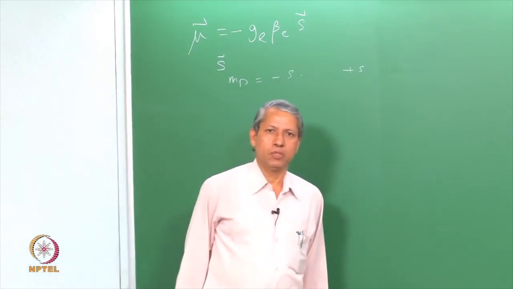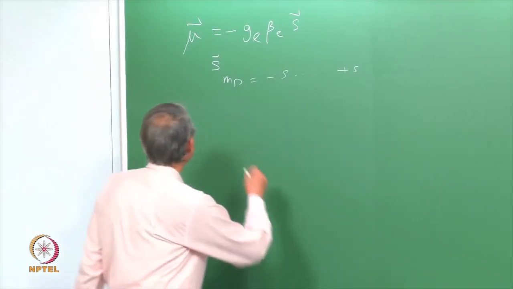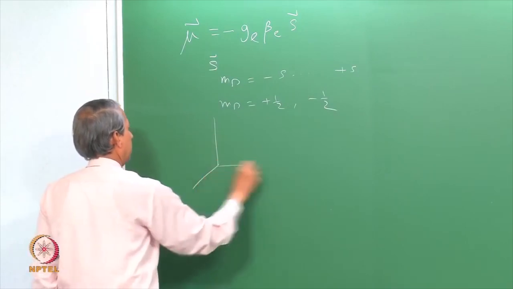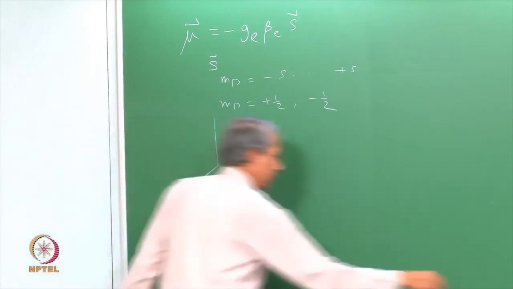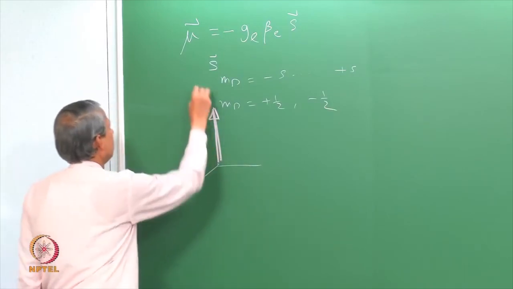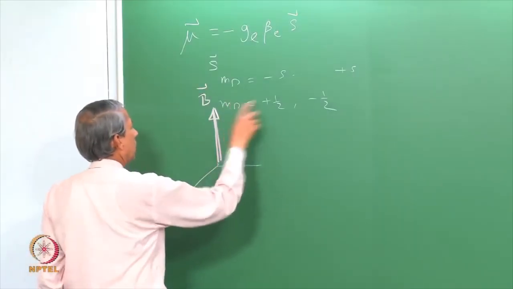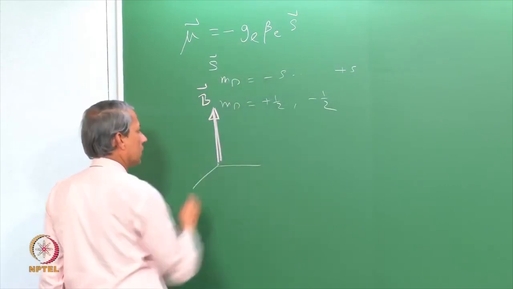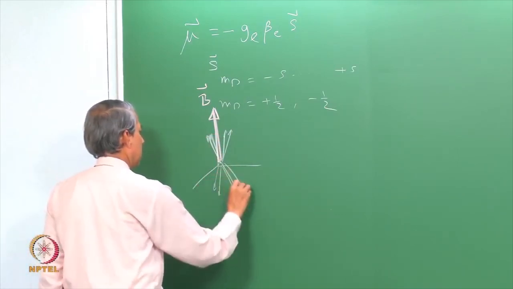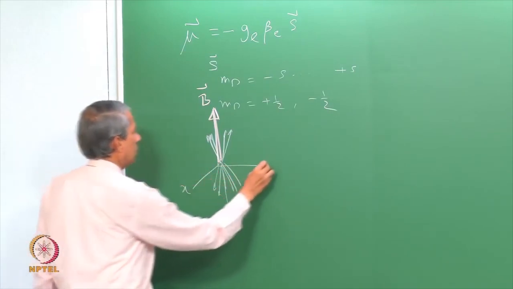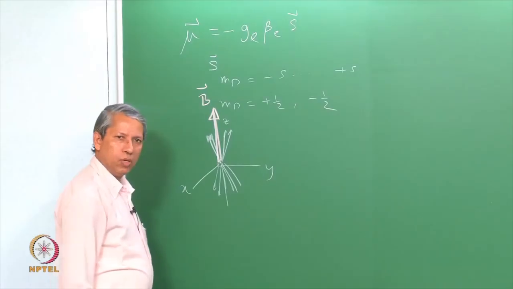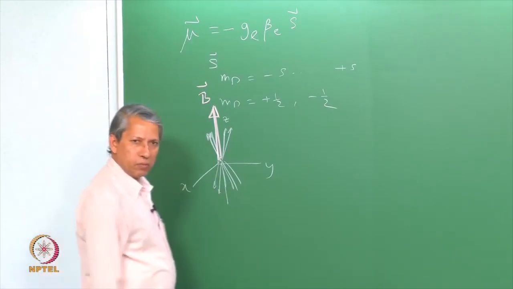For a spin half system, for example an electron, if I have a large number of spins, then m_s takes plus half or minus half. We know by now that in a magnetic field B pointing along the z direction, many of these little spins will point along the positive z direction, and also many of them will point along the negative z direction. This is x, y and z. The sum of all these will give rise to the net magnetic moment of all these particles.